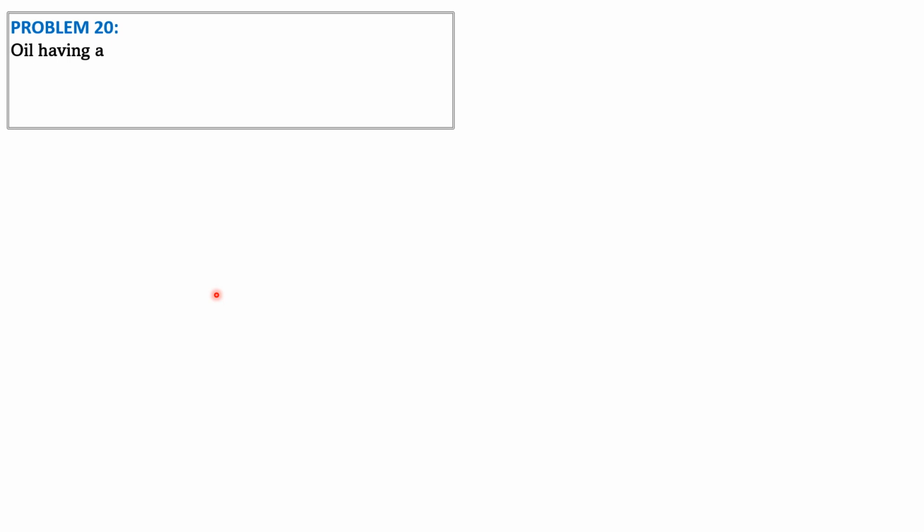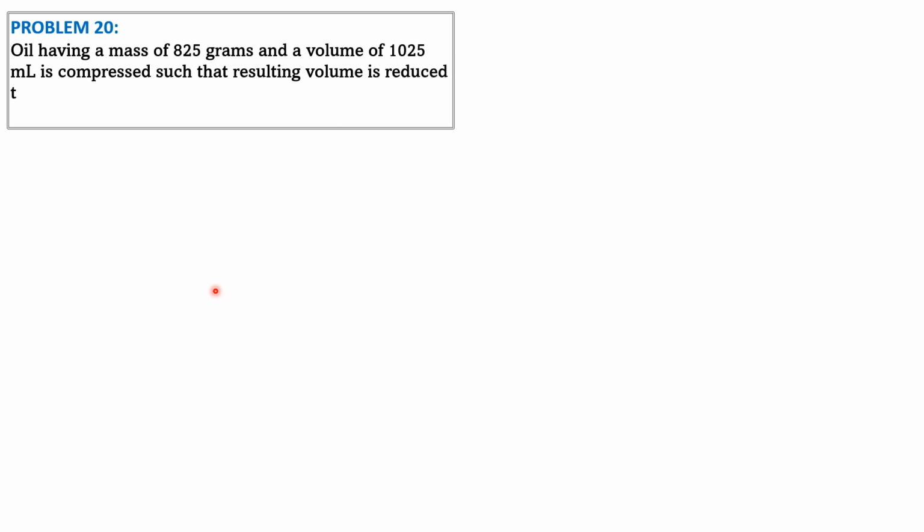Problem 20. Oil having a mass of 825 grams and a volume of 1025 milliliter is compressed such that the resulting volume is reduced to 1024.75 milliliter. If the pressure applied is 600 kilopascals, determine its bulk modulus in gigapascals.